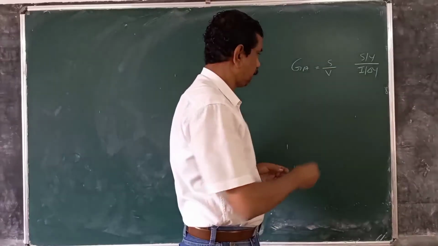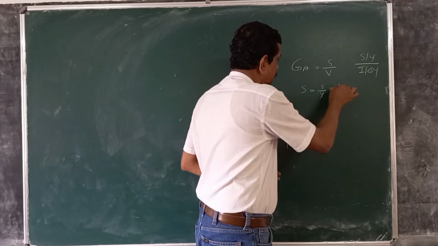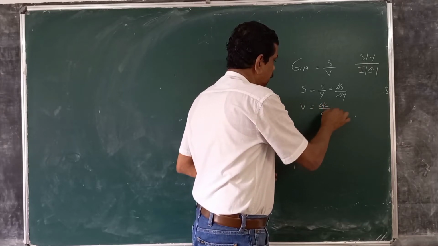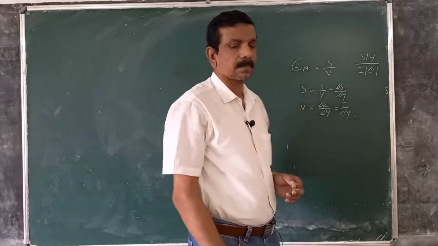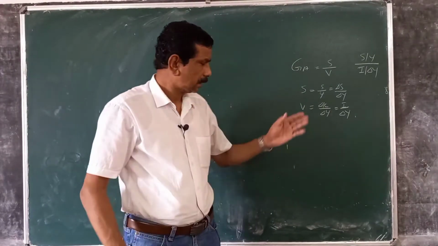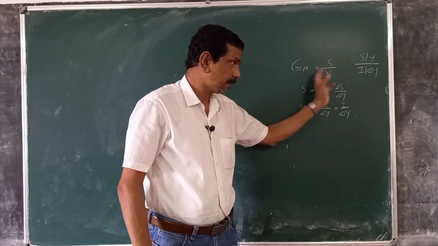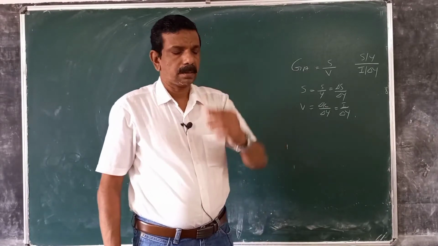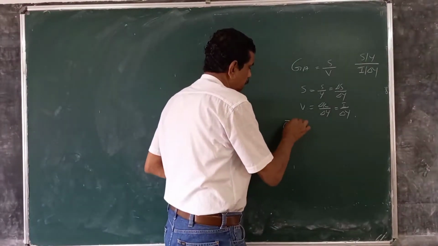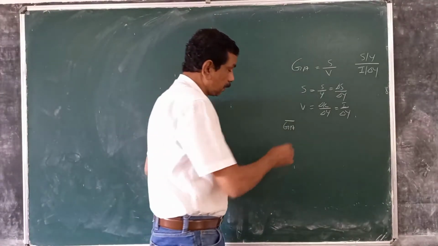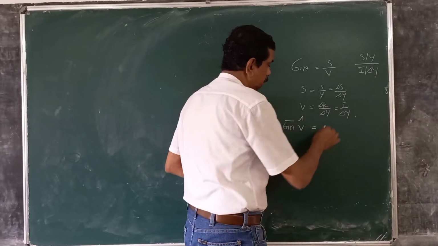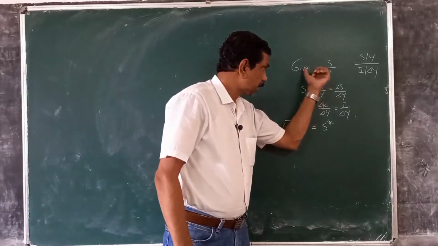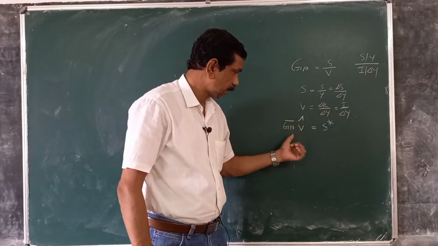S is equal to S by Y, which is also equal to delta S by delta Y. V is equal to delta K by delta Y, which is equal to I by delta Y. And actual growth varies directly with S, inversely with V. For planning purposes, we slightly rewrite this fundamental equation as GA bar V hat is equal to S star.